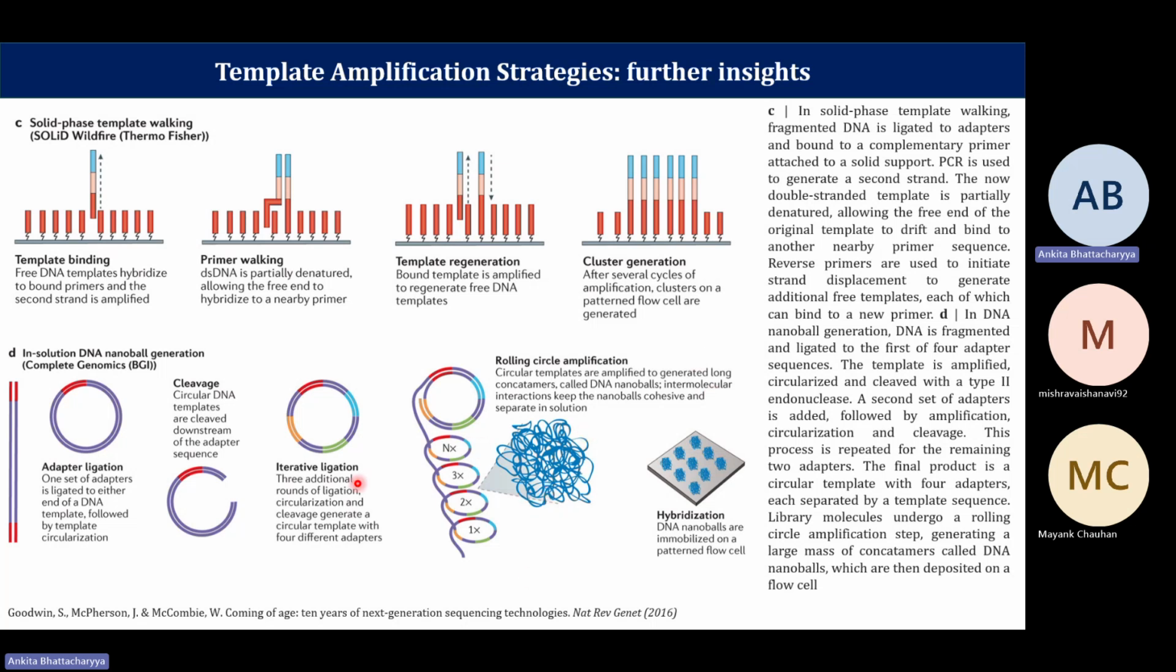And then these nanoballs undergo the sequencing step that we are interested in. And the nanoballs are cohesive and separate in solution because of intermolecular interactions. They do not loop against or loop among each other. And after that, DNA nanoballs can be immobilized on a patterned flow cell, like you can see here, and then that undergoes sequencing. So these library molecules undergo a rolling circle amplification step, generating these concatemeric masses, which are deposited on a flow cell.